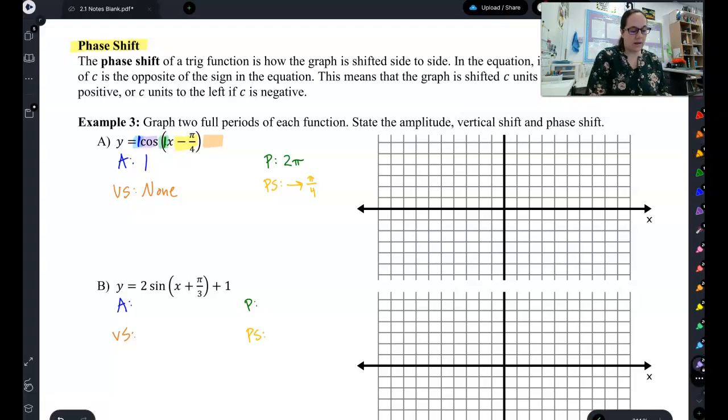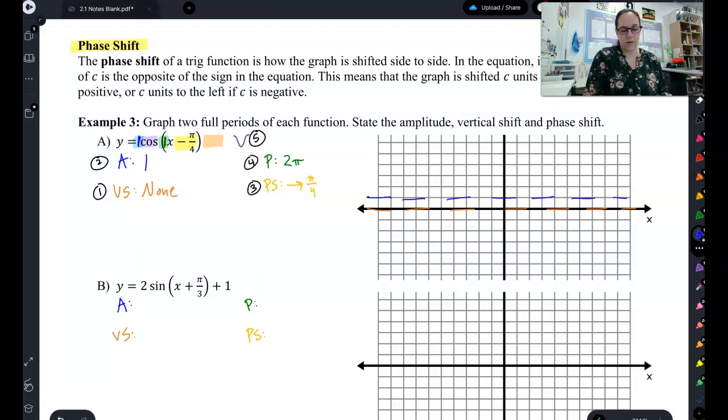And last step, this is a cosine wave, a positive cosine wave, so it'll look like that. So let's go through and graph. Vertical shift is first, there's none, so it stays on the x-axis. Amplitude is up 1, down 1. Pretty skinny boundaries this time.